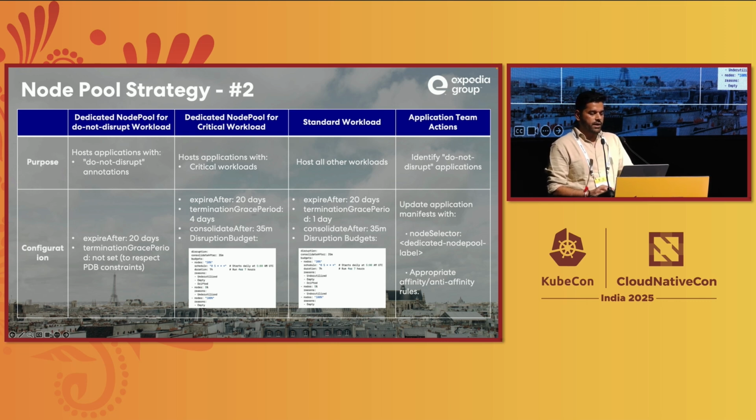And then we have a dedicated node pool for critical workloads. These are highly available and business-critical services that tolerate minimum disruption. Here we have configured expire after 20 days, a termination grace period of 4 days for safe shutdown, and consolidate after 35 minutes. We also define a custom disruption budget here.